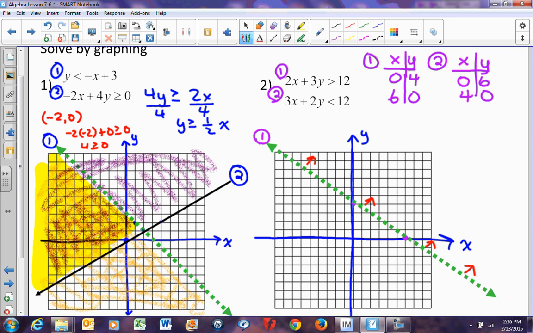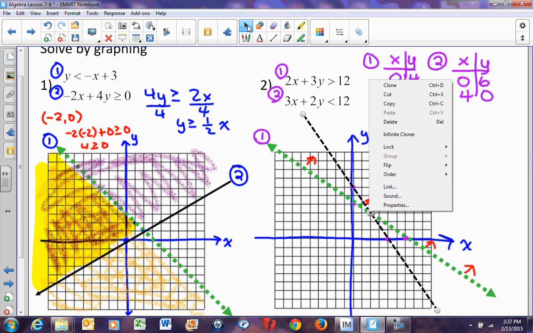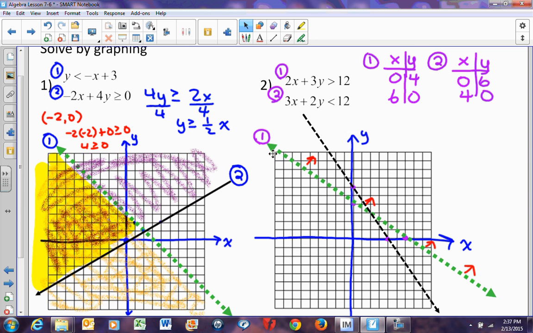For graph number 2, I'm going to plot the point. It crosses the x-axis at 4, 1, 2, 3, 4 here. Crosses the y-axis at 6 here. I'm going to draw another line in. It's going to be a dashed line. This time I'm going to put it in black just so you can see the difference between the two lines. So I need to go through this point here and this point there. And I'm going to straighten that up a little bit. There we go. That side looks okay. That's pretty accurate. So I'll lock that in place. So there we have that.